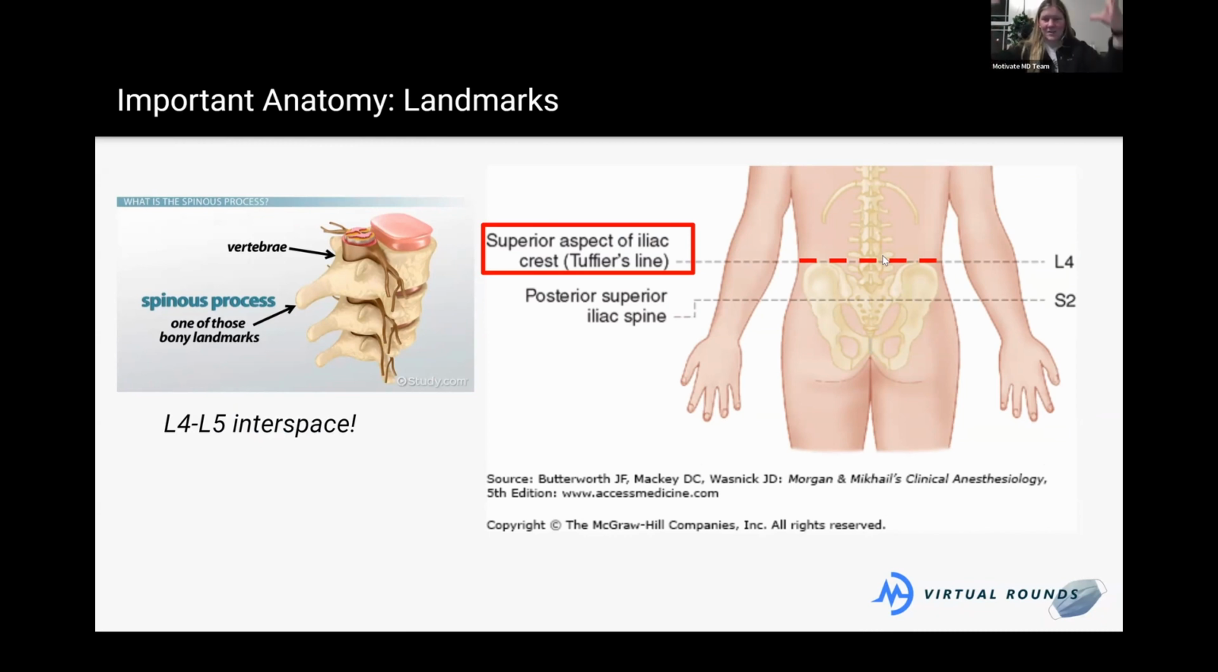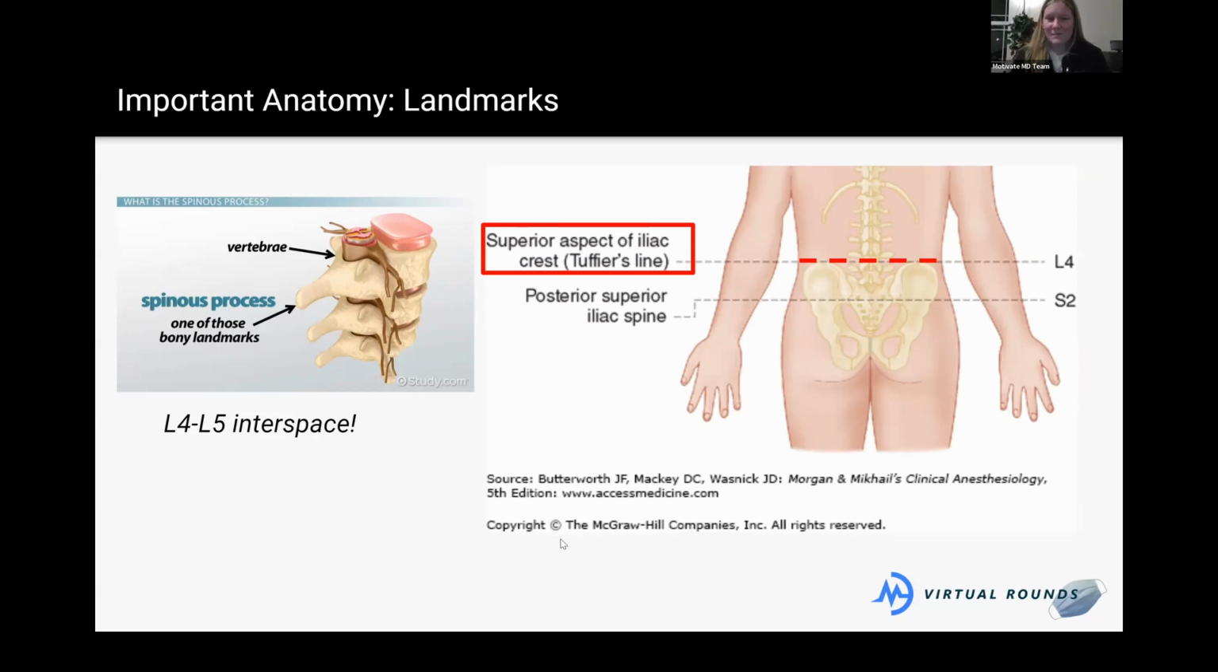If a patient's sitting in front of you, you put your hands on the sides of their hips and feel for where that hip bone is. Then you can use your thumbs to feel for where the nearest vertebrae is to that line. So that's a cool anatomy correlation.